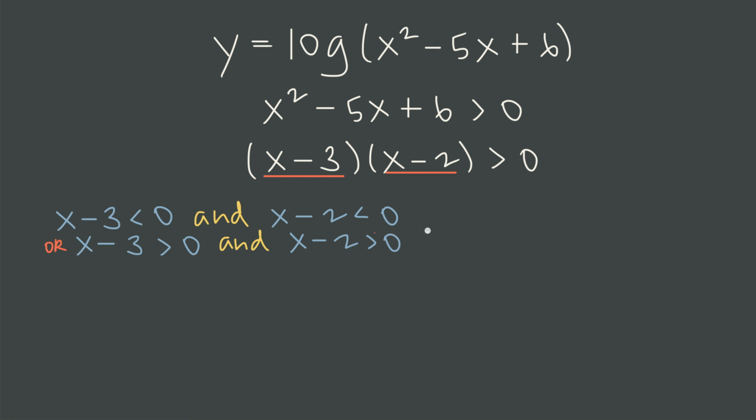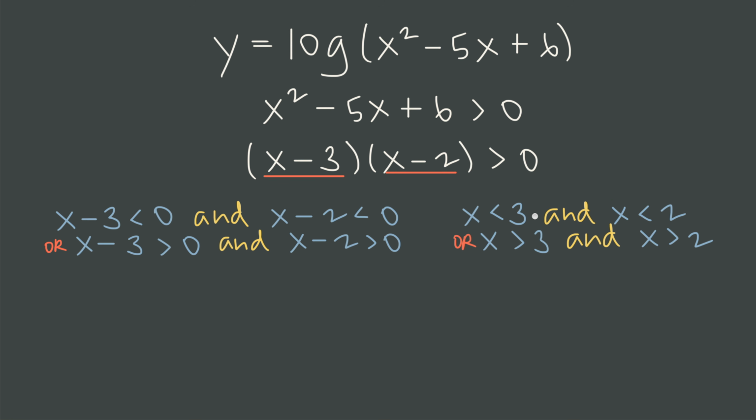What we need to do is simplify each inequality. This x minus 3 less than 0, when we add 3 to both sides, becomes x less than 3. And the x minus 2 less than 0, when we add 2 to both sides, becomes x less than 2. When we simplify the other inequalities as well and keep the whole statement, we get this statement for the domain. But now we want to look at each piece individually.